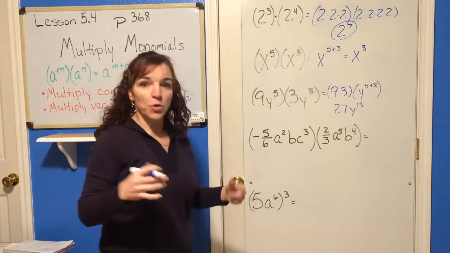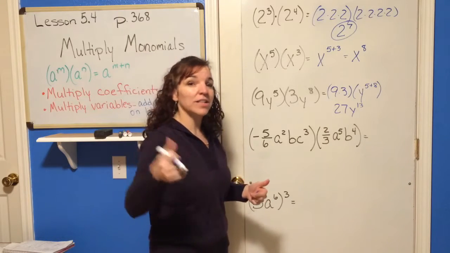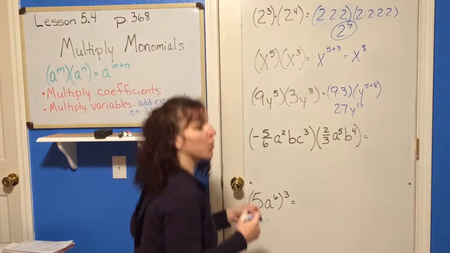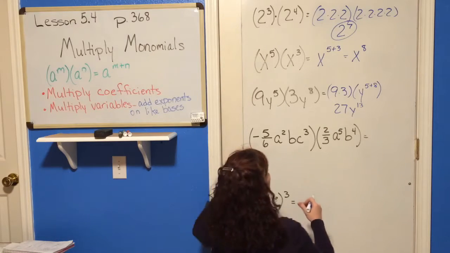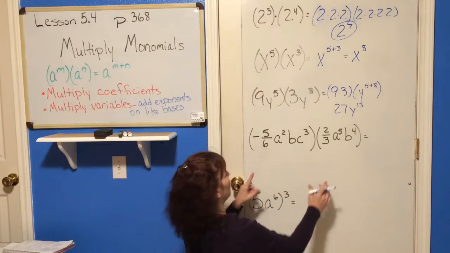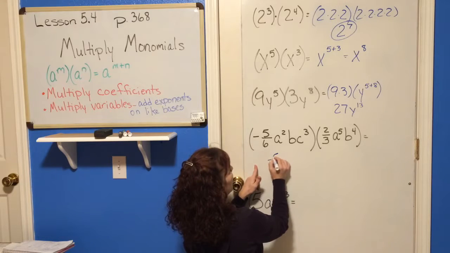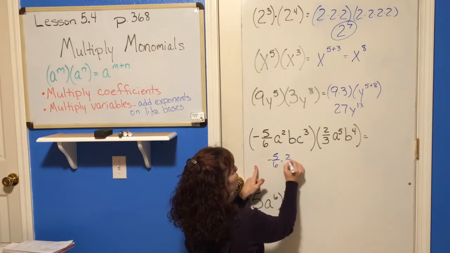This one is a little more difficult. The same type of thing. If you think you've got it, hit pause and do it by yourself. All right? Here we go. So first, multiply the coefficients. So we've got negative 5 sixths times 2 thirds.